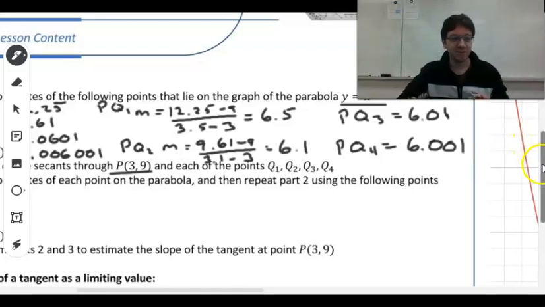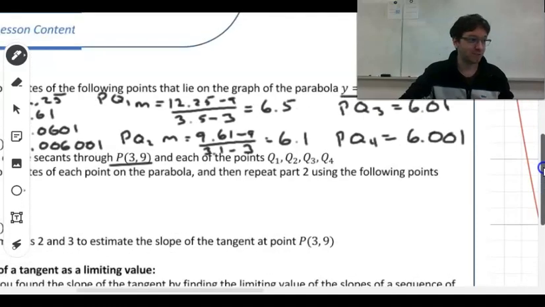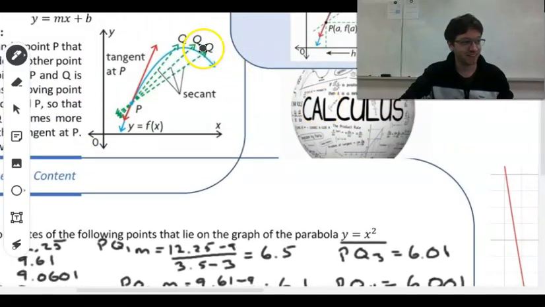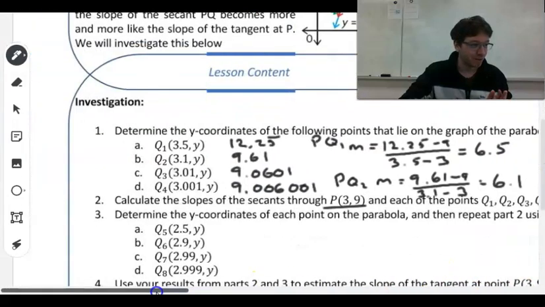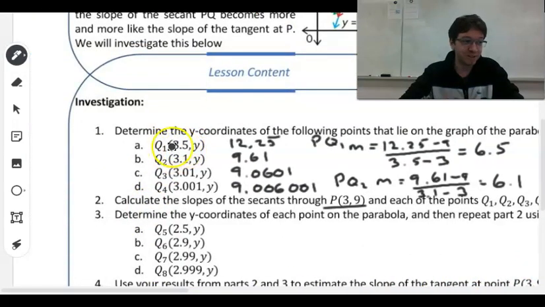Let's look at this from a different point of view. We're going to take Q's not to the right of P, but to the left of P. So instead of going from a number bigger than 3, like 3.5, and going closer and closer to 3, we're going to use a number less than 3, like 2.5, and get closer and closer to 3.